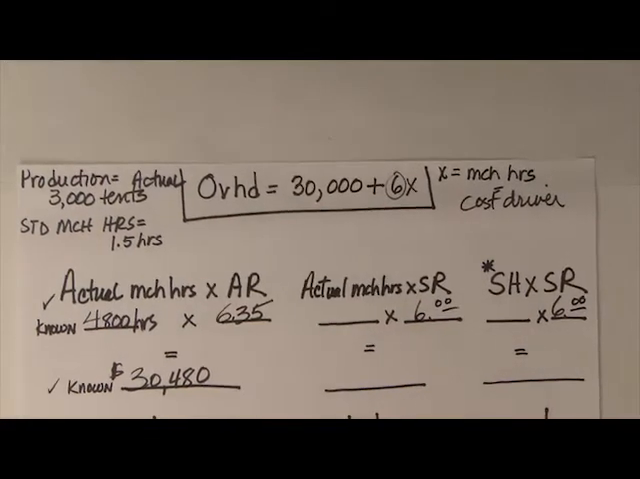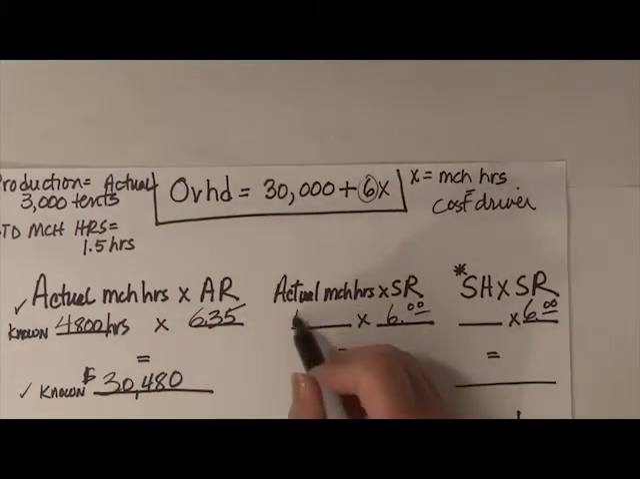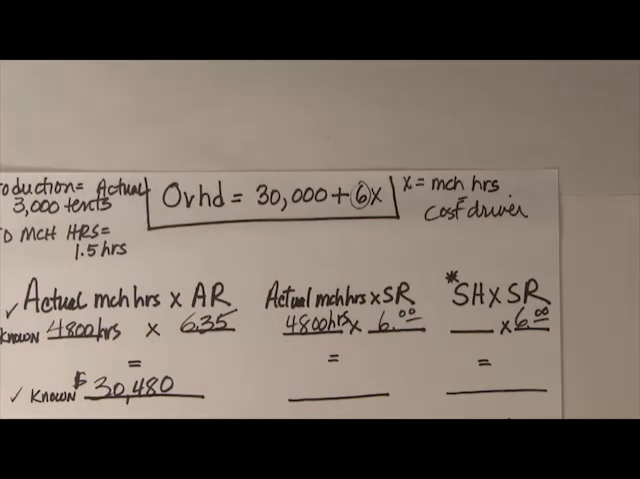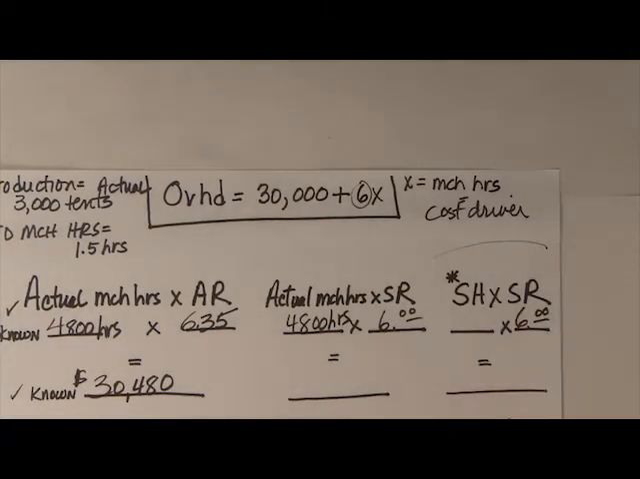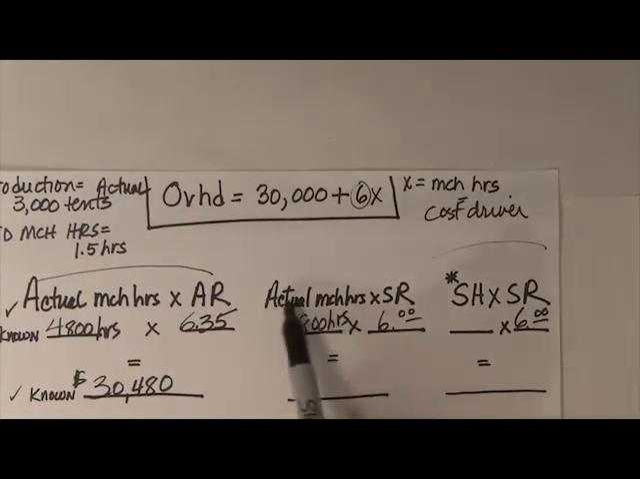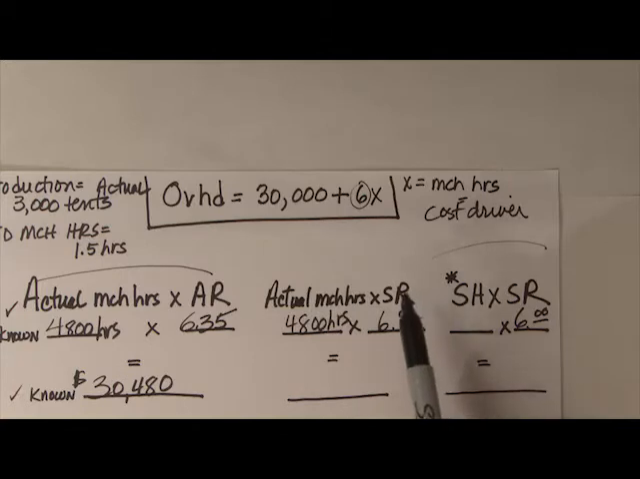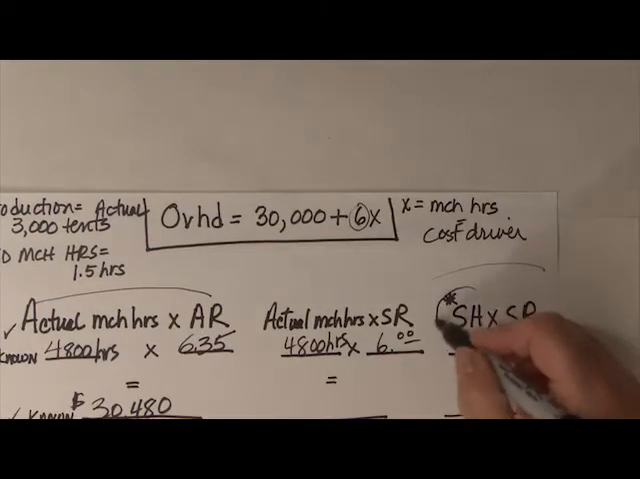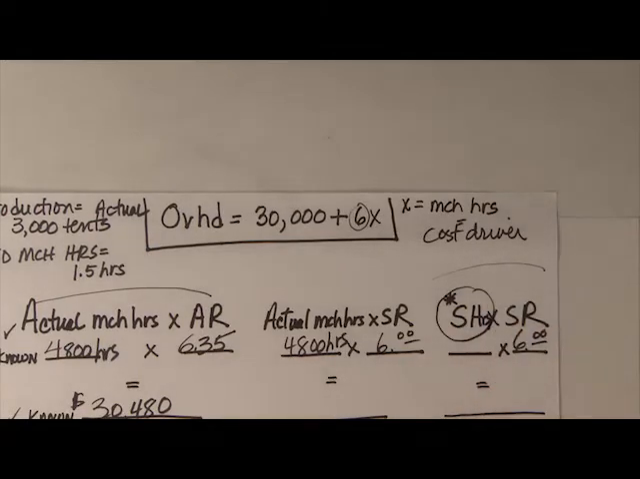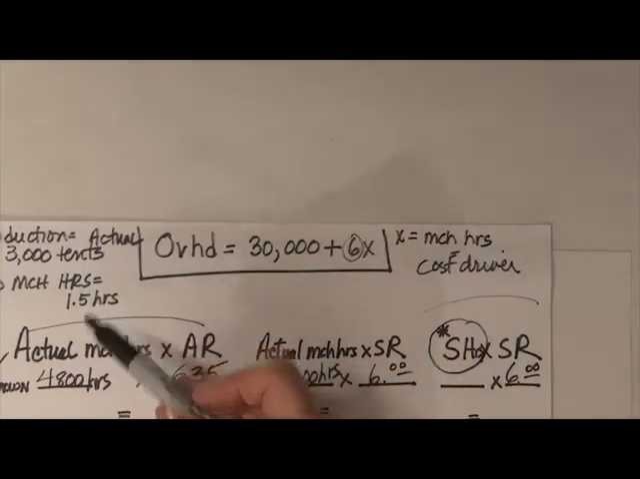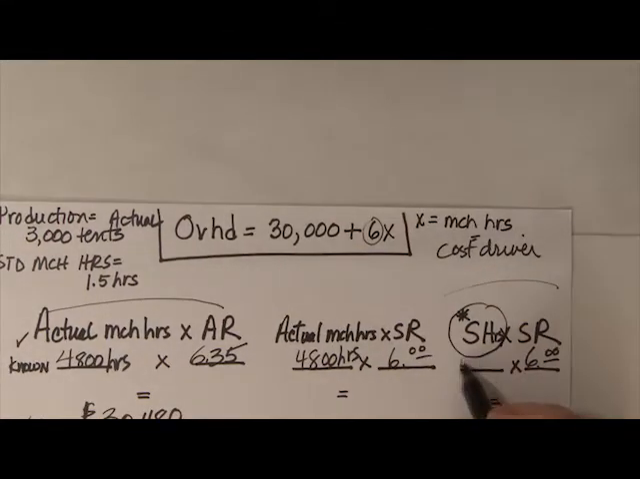So we have just about every number now that we're going to need, because we know that actual machine hours are 4,800. Keep in mind that this is set up like our materials and labor, where we have our should-haves on the right, we have our actuals on the left, and what goes in the middle would be our actual machine hours, but our standard rate. Now, to find our standard hours, we produce 3,000 tents. They should have taken an hour and a half each, so this would be 4,500.